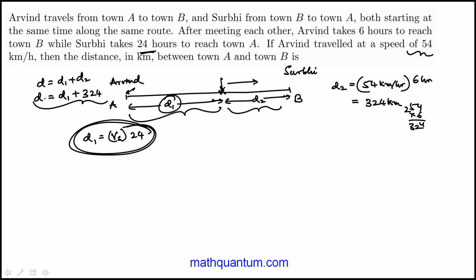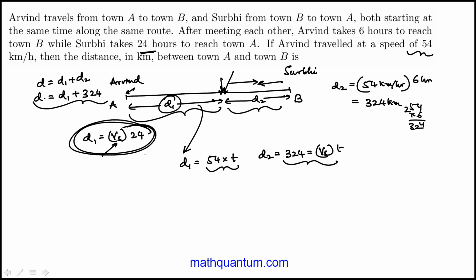Now, what's the other equation? The other relationship is that when they meet at this point, they have spent the same amount of time to get to this point. So we can write the two equations separately for these sections. So that distance D1 would be Arvind's speed, which is 54, times the time. Let's just call that T. It's the same time that Surabhi will take. So we'll do that as well. D2, which we already know is 324, is speed of Surabhi times this T. Now here, note the T is the same quantity.